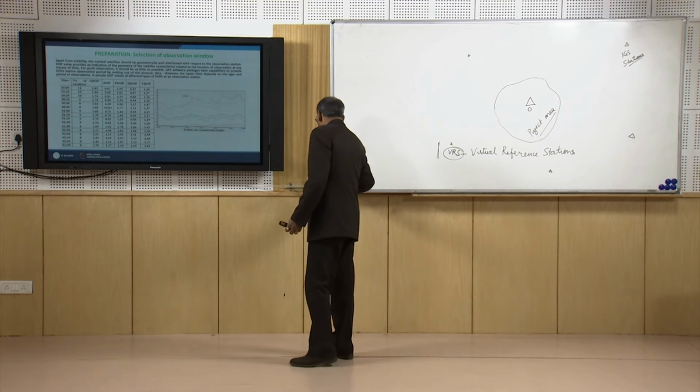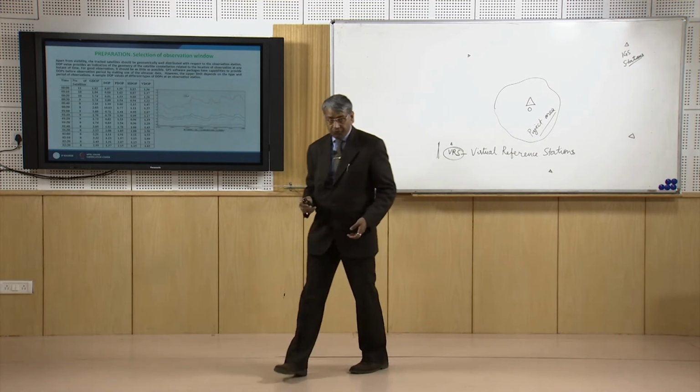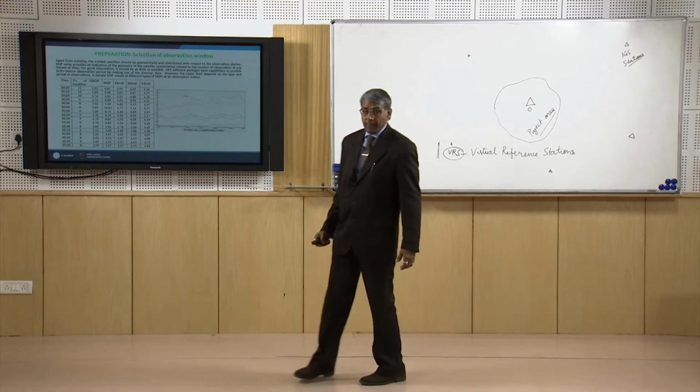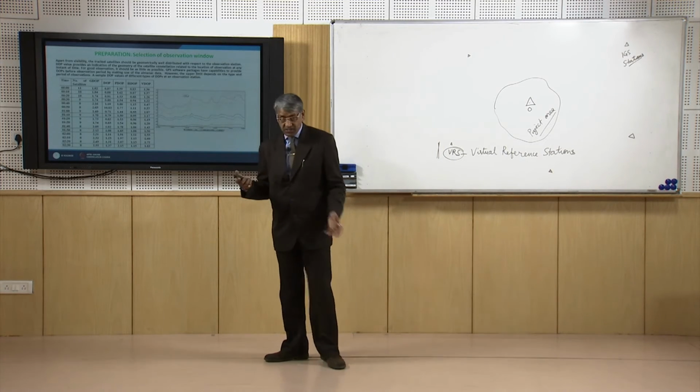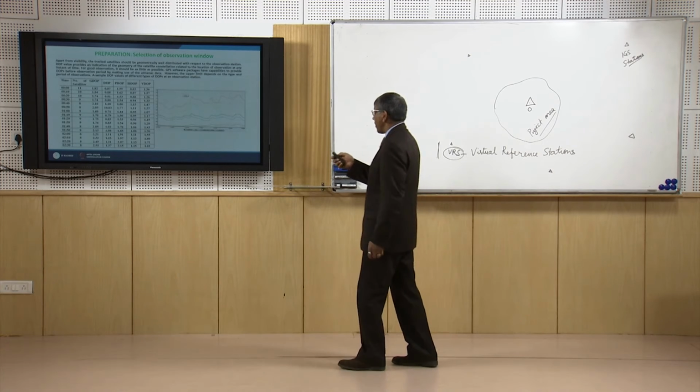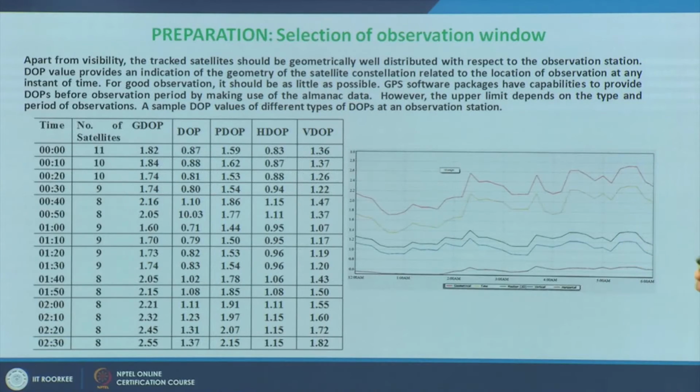So the DOP value is an indicator of the quality of the data, and the lower the DOP value, the better it is. This is very important information for choosing the observation window.